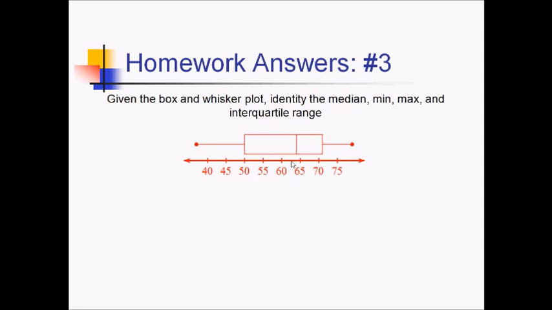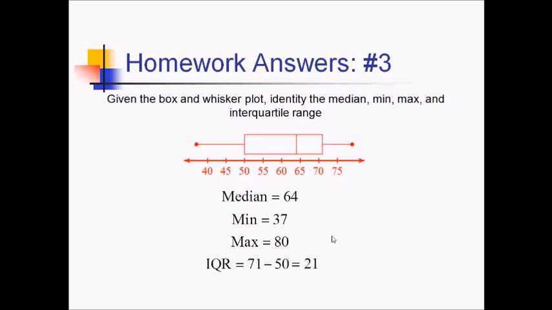For number 3, we're trying to find the median, min, and max, and the IQR for this box and whisker. Median is this middle line here, which looks to be about 64. For the min, that's the left whisker over here. Kind of hard to tell what this is, but unless they're going decimal on us, which they probably can't if they're not giving us precise grid lines over here, this ballpark of 37 is what that looks like. And then over here on the right side for the max, the right whisker, that looks to be 80. Now for the interquartile range, that's going to be the top minus the bottom for the middle 50% of the data. So we've got 71 minus 50, which comes out to 21.